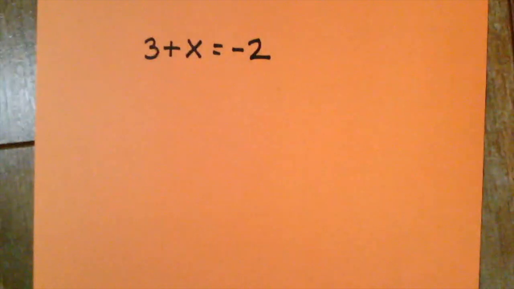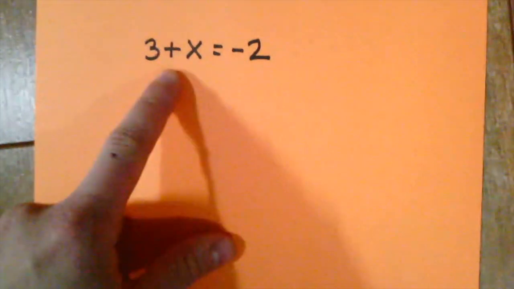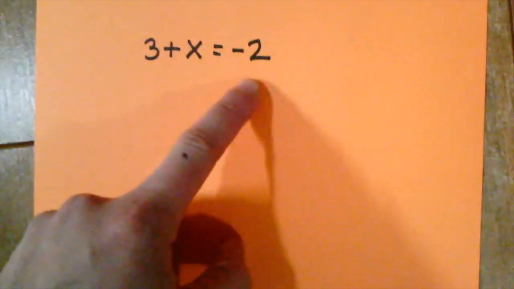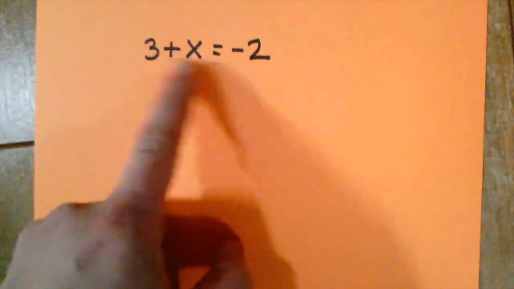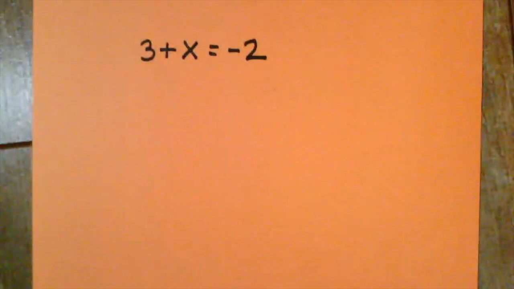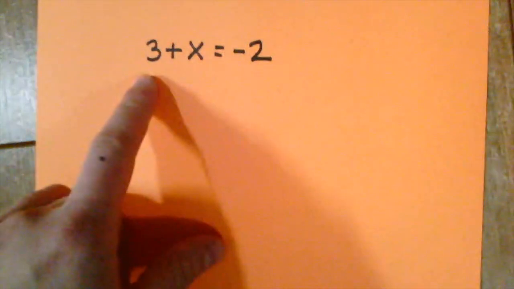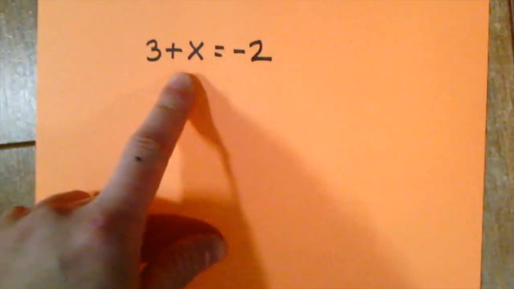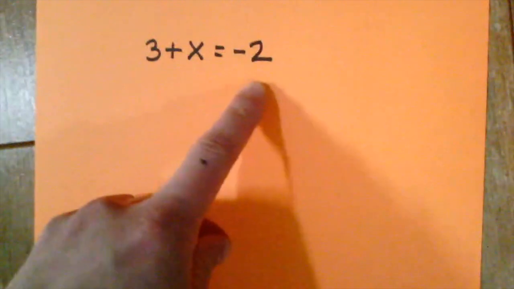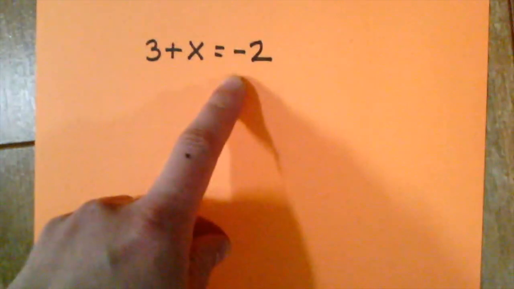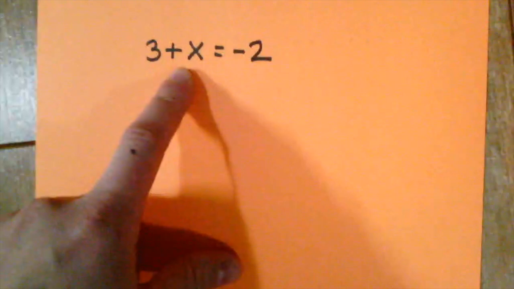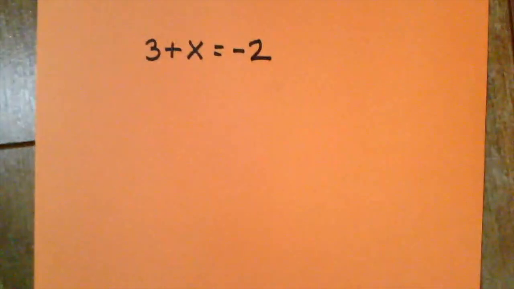Now you might look at this equation and think, well, I'm adding, but how is it that my answer is going to end up being smaller than the number I started with? And this is because x can be a negative value. If we took 3 and made x any positive number, it would have to equal a number larger than 3. And since negative 2 is smaller than 3, we know that we'll actually be adding a negative number.